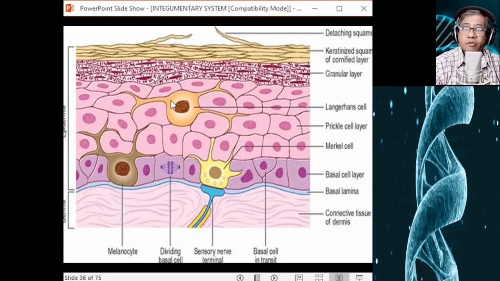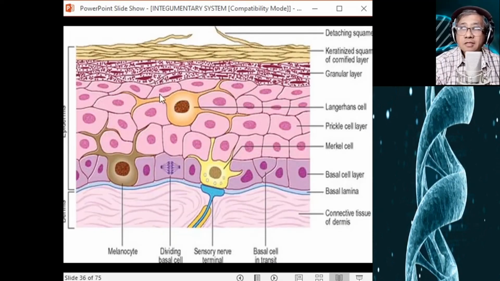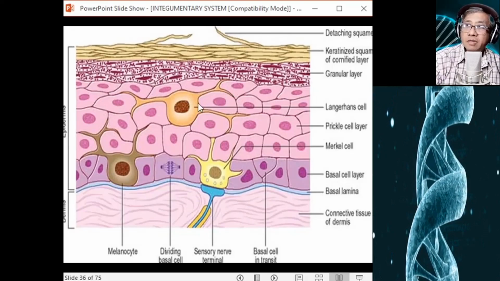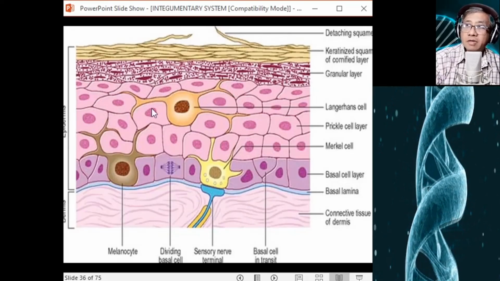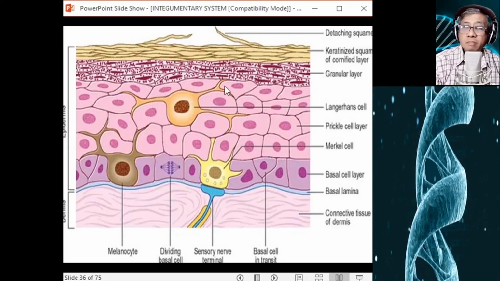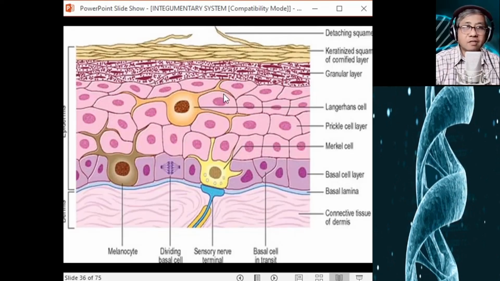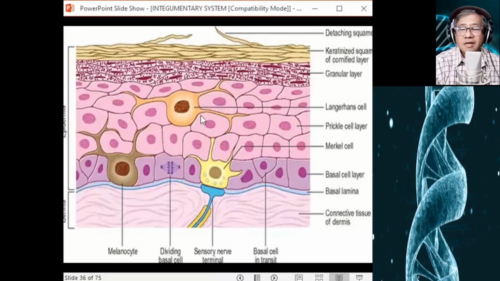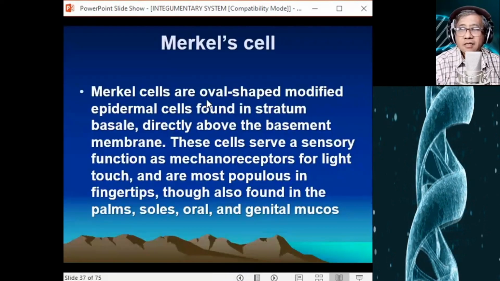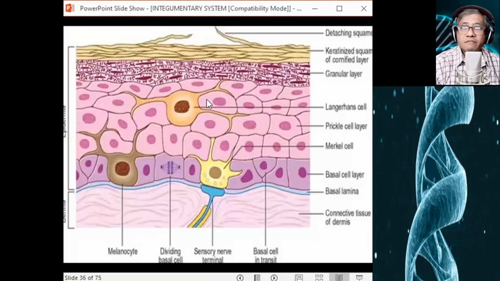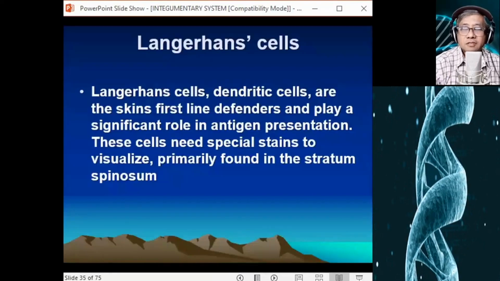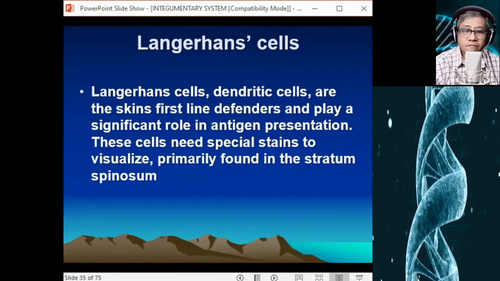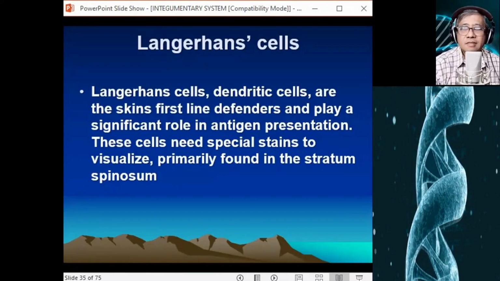No, fighting foreign invaders. So dendritic meaning may mga branches yung membrane, yung cytoplasm, as you could see in this illustration. Dendritic meaning may mga branches, parang dendrites ng neurons. Pero hindi to sensory cell, ha? These Langerhans cells, they protect us, no, from antigens and other foreign invaders. First line of defense ng ating balat.